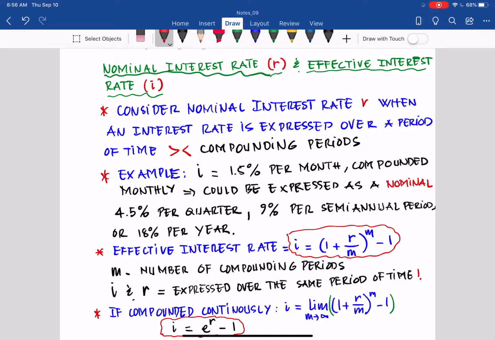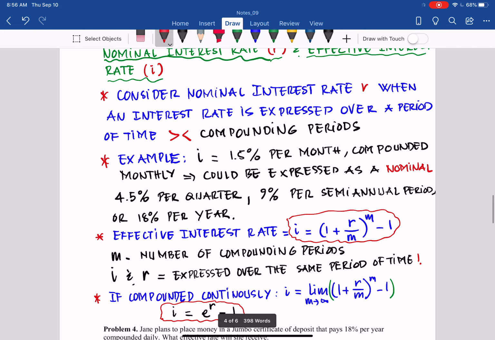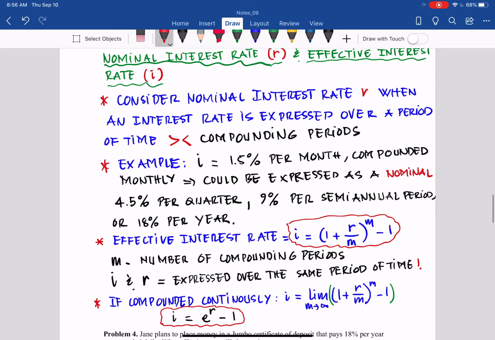In the previous lesson video, we discussed the nominal interest rate R and the effective interest rate I, and the equation to determine it. In this video, I want to show, for different scenarios when we have a number, how we can know whether that number is an effective or nominal interest rate. And then we go over to apply that in problem 4.